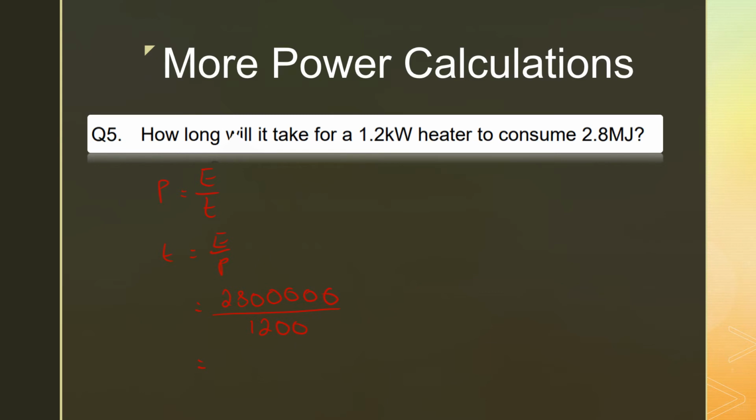So on my calculator, 2,800,000 divided by 1,200 gives us 2,333.3... Now everything's given to 2 sig fig, so I'm going to round this to 2 sig fig. That is 2,300 seconds.